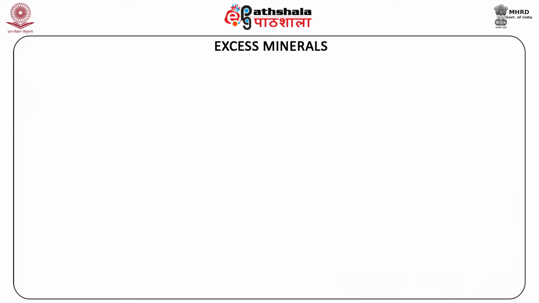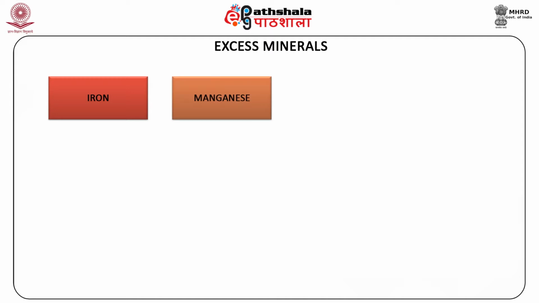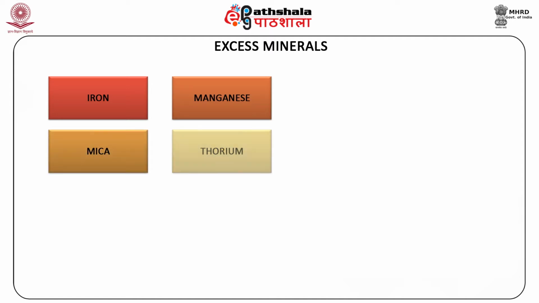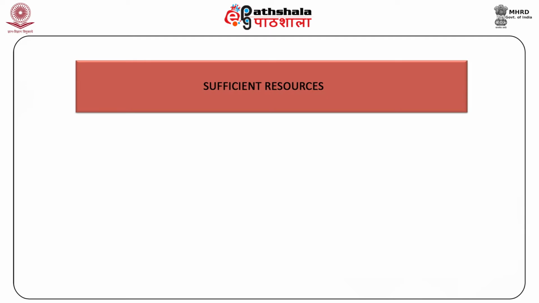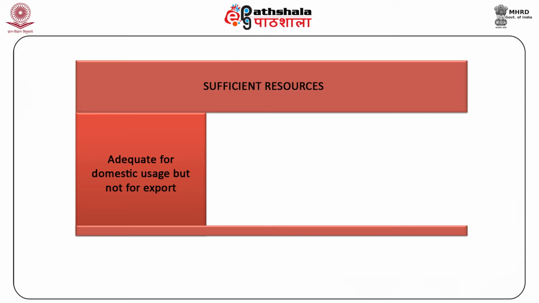Excess minerals. This category includes minerals like iron, manganese, mica, thorium, limonite, and chromite, which are produced in excess and are exported. Sufficient resources. The minerals in this category are adequate for domestic usage but not for export.